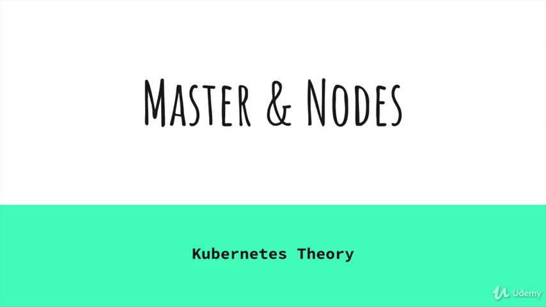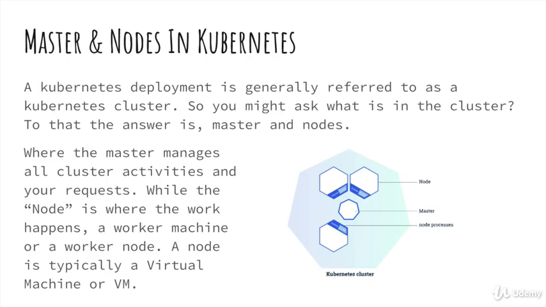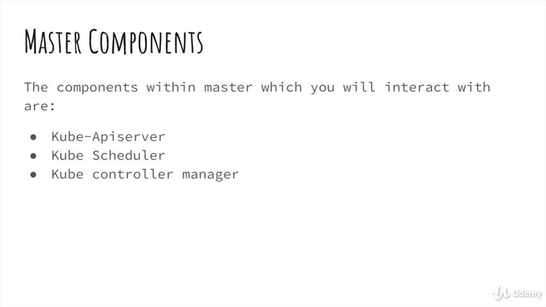Let's talk about master and nodes. A Kubernetes deployment is generally referred to as a Kubernetes cluster. So you might ask, what is in the cluster? To answer that, the answer is master and nodes. Where the master manages all cluster activities and your requests, while the node is where the work happens, a worker machine or a worker node. A node is typically a virtual machine or a VM.